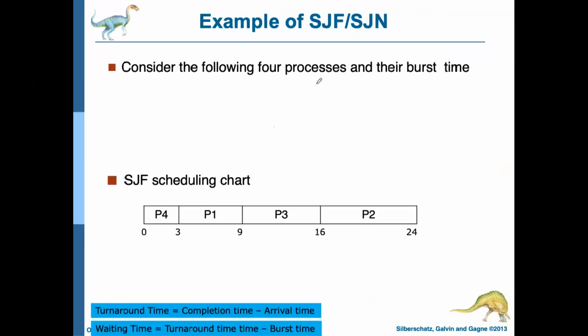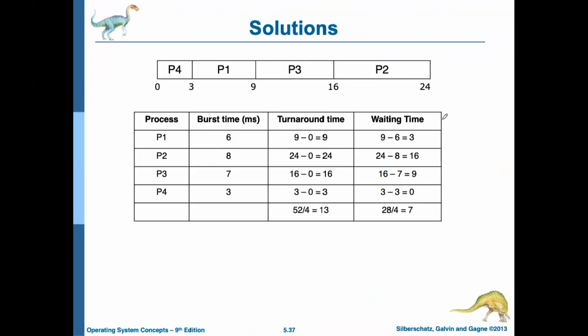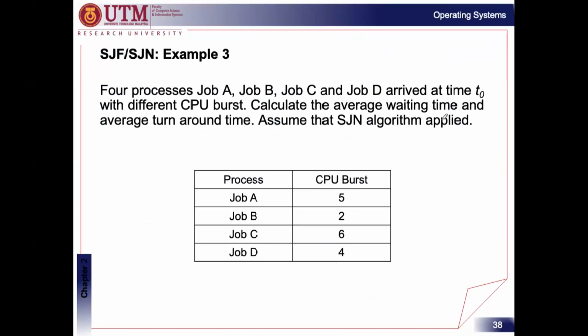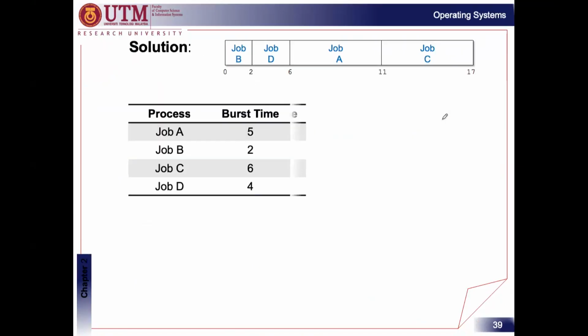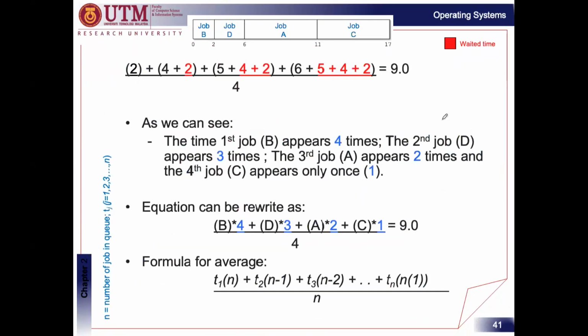Consider the following four processes and their burst times, and this is the CPU scheduling chart. We did this kind of scenario, but with different content and a different algorithm. Please go through this and check. It is similar to example 3 as well. The rest of this is very straightforward, so go through it.